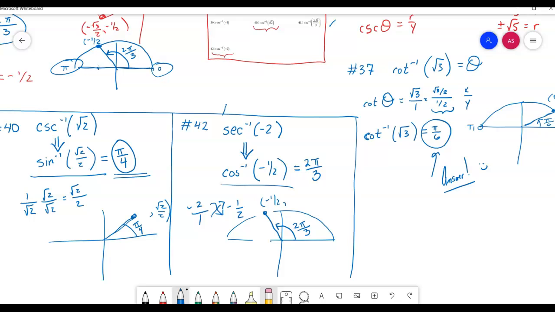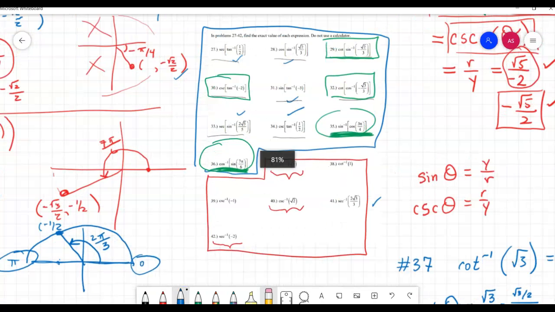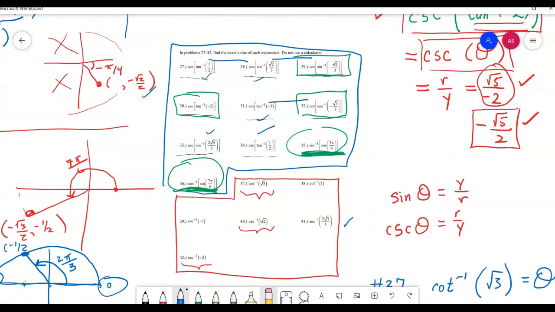All right, guys, under 30 minutes. Quick recap of 27 through 42, the other solutions. So 27, 28, 31, 33, 34, 38, 39, 41. Those solutions will be posted as well, so check your work, but you should have everything you need to go forward and ace the quiz.